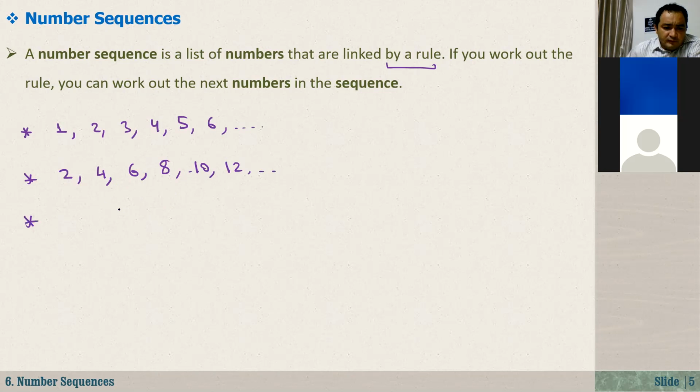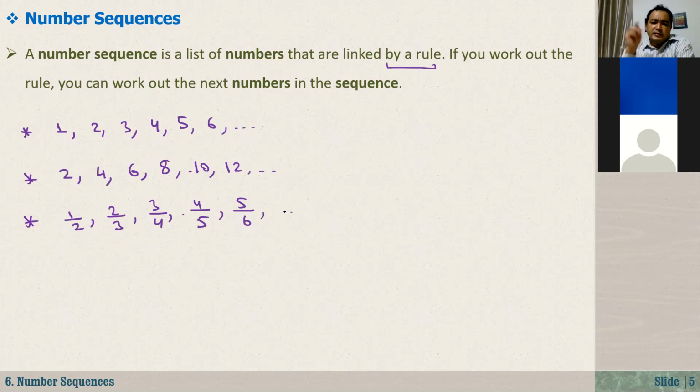And how about this one? 1 over 2, 2 over 3, 3 over 4, and continue. What is it here? We are writing here fractions, but each time, right, the numerator of the fraction is 1 less than its denominator. 1 over 2, 2 over 3, 3 over 4. So the next one will be 4 over 5. Next one will be 5 over 6.